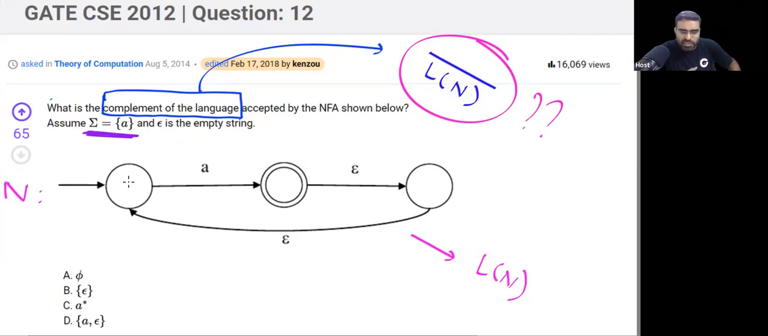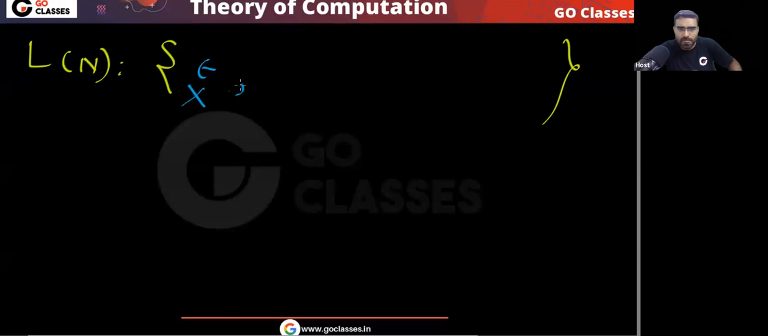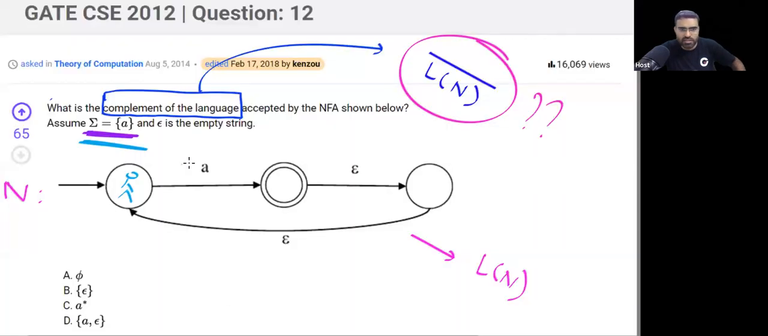Please tell me, from the initial state, is the empty string accepted? From here, without reading any alphabet symbol, can you go to the final state? No. So that is the reason I can say the empty string is not accepted. A is accepted.